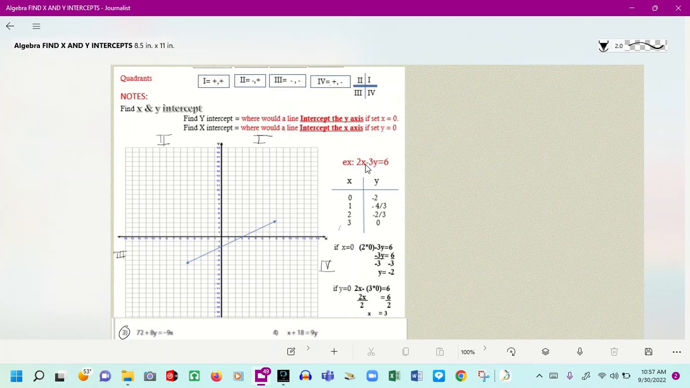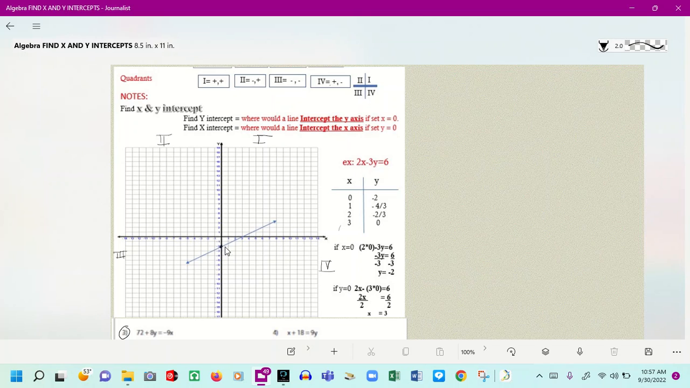2 times 0 minus 3y equals 6. 2 times 0 comes off. Bring down the negative 3y equals 6. We have to divide off the coefficient from the variable. Negative 3y divided by negative 3 is a positive y. And 6 divided by negative 3 is a negative 2. So when x is 0, y is negative 2. Let's plot that right here.